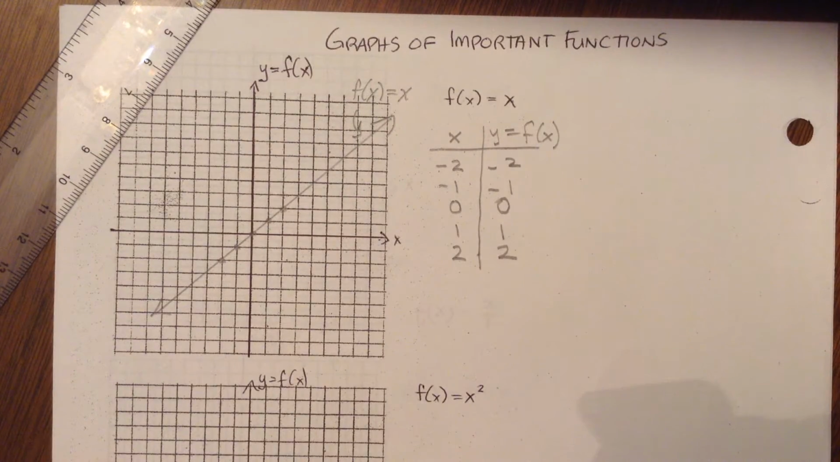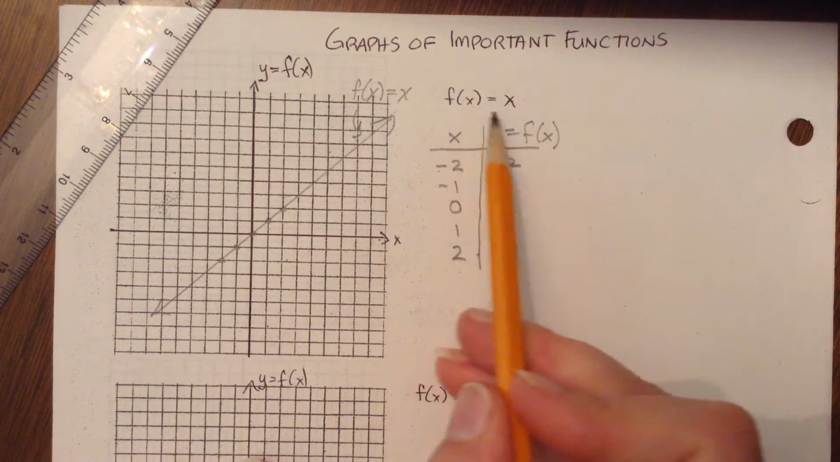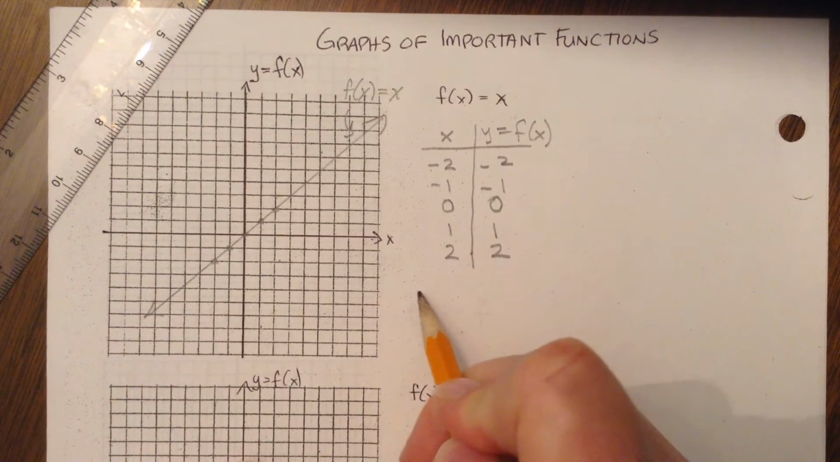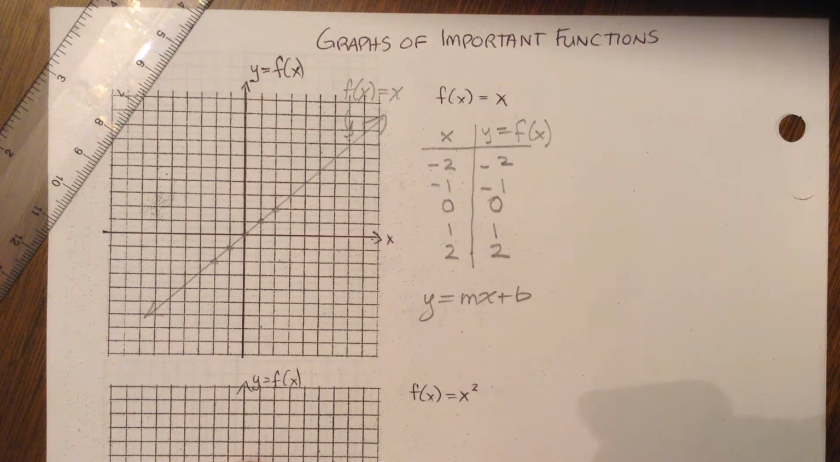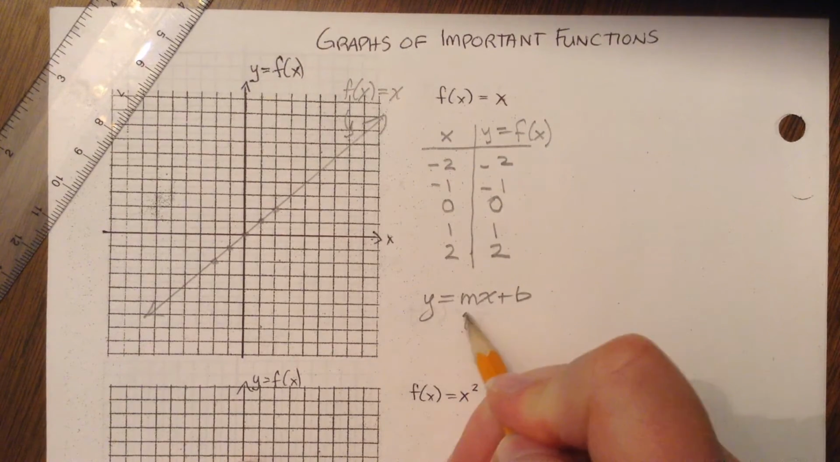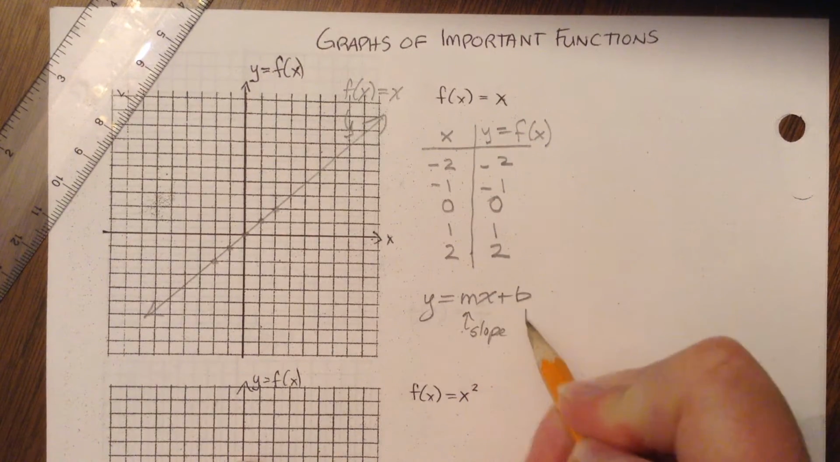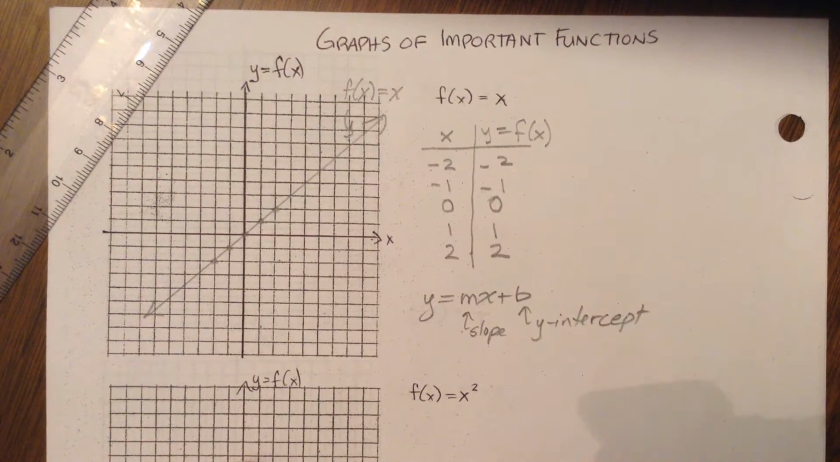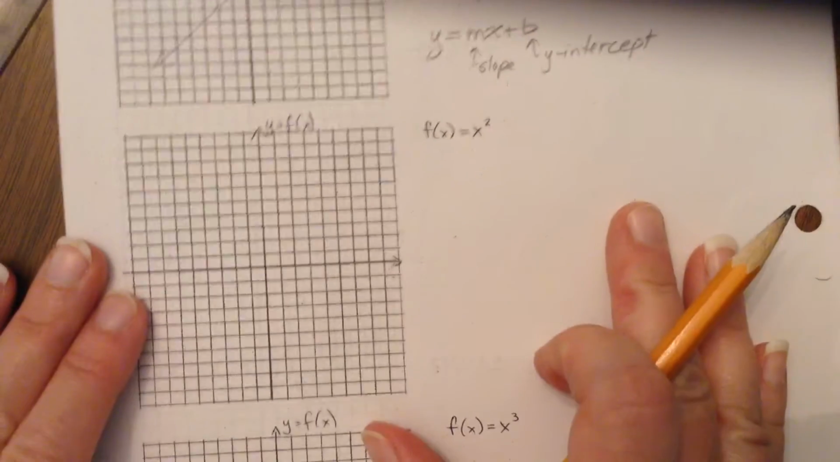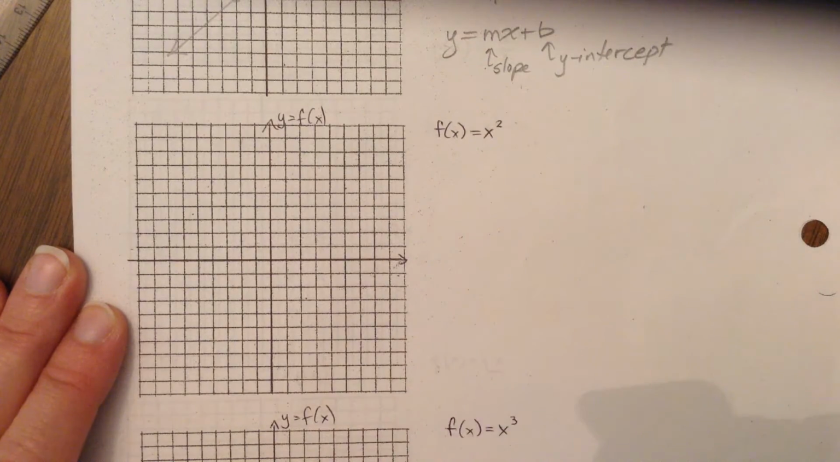Okay, now this is the basic function or the parent function of a line. If you recall from grade 9, you learned y equals mx plus b can be used to represent any linear function, and m is the slope, b is the y-intercept. So if you're graphing any line other than the parent one, you can use the slope y-intercept method of graphing. The next one I want to show you is f of x equals x squared.